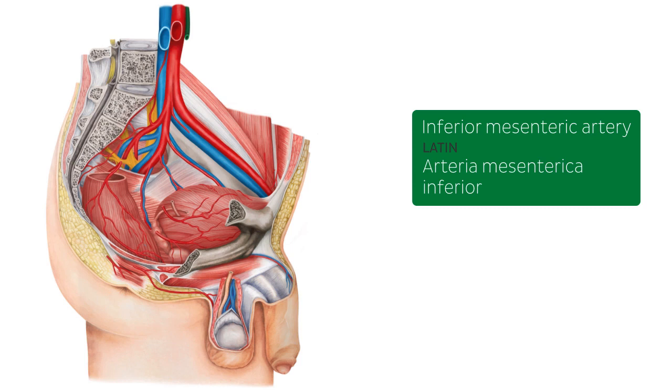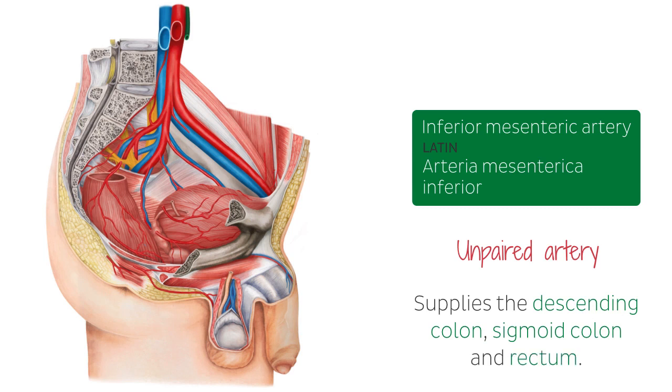Now, this is another important artery that supplies the male pelvis, and it is a third branch of the abdominal aorta that arises from the anterior aspect at approximately the level of L3 to L4. Now, this one is an unpaired artery that passes to the left, supplying then the descending colon, the sigmoid colon, and the rectum. This artery is also important because it gives off the superior rectal artery.